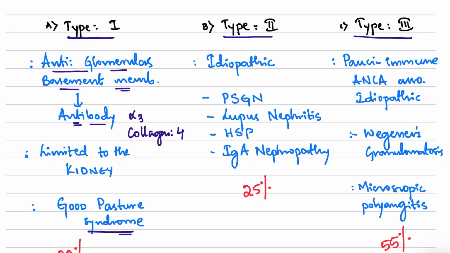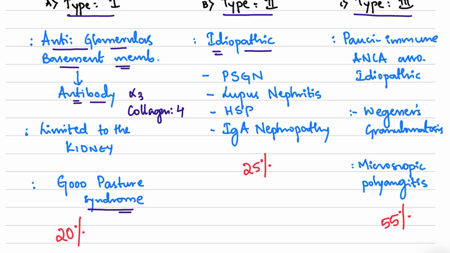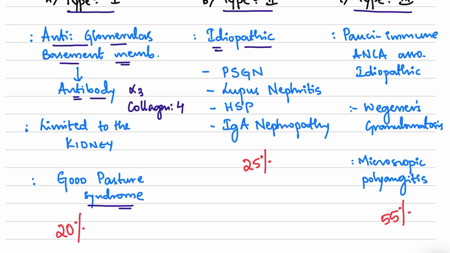In type 2, it is basically idiopathic. There are no anti-glomerular basement membrane antibodies here. This type 2 RPGN is classically seen in post-streptococcal glomerulonephritis moving into RPGN, or post lupus nephritis, or HSP. What is HSP? Henoch-Schönlein purpura. We are going to have a separate discussion on that as well. We can also see type 2 RPGN following IgA nephropathy.